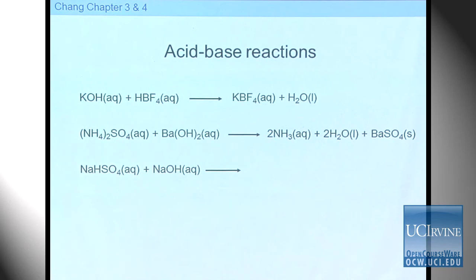So what happens is the strong base, OH-, takes off this last H that is attached to the sulfate. And so it becomes sodium sulfate. This H is now gone. This H combines with OH- to form water.